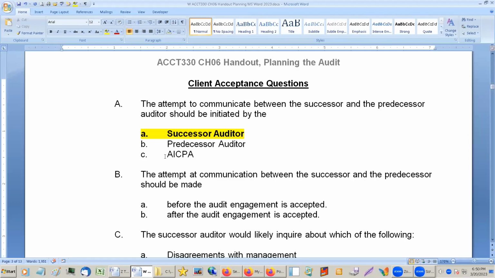Now, there is a possibility that you can't speak to the predecessor auditor. Maybe the auditor died. Maybe the auditor left the country. Maybe the auditor went to jail or whatever. There are reasons why you may not be able to talk to them, but generally the client doesn't control those. So the client needs to authorize you to talk to the previous auditor.